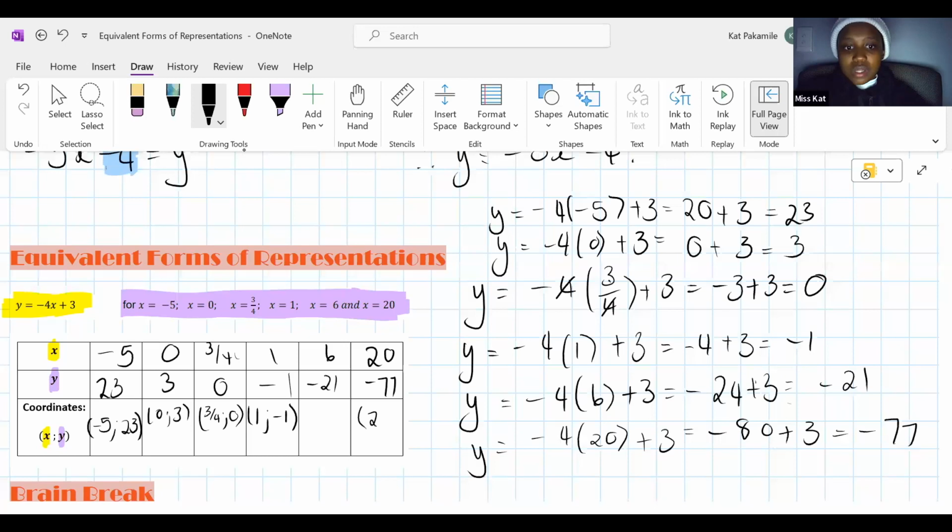Okay, these ones are (20; -77). There we go. (6; -21). I should have had more space for myself, but it is what it is. Yes, or no, Oratile vanished. I thought Oratile had a question.